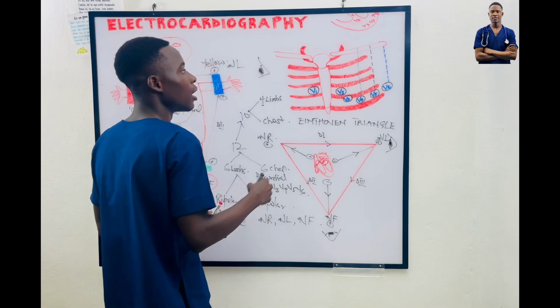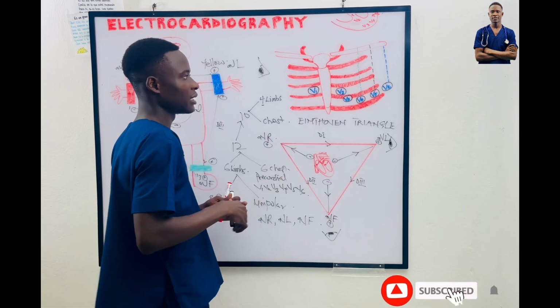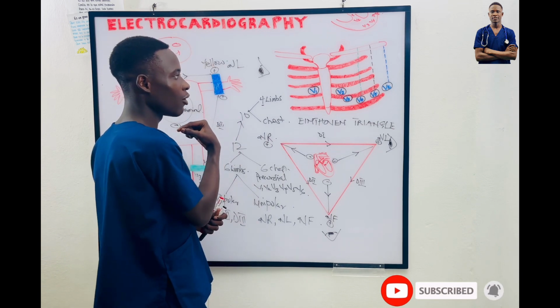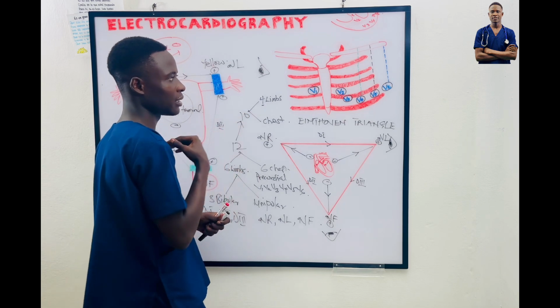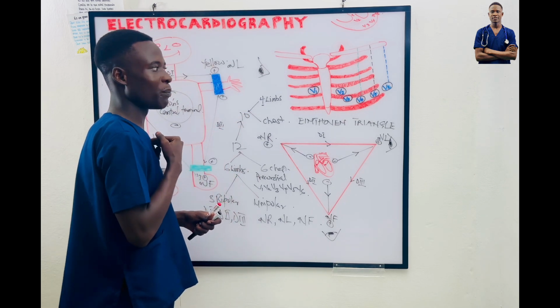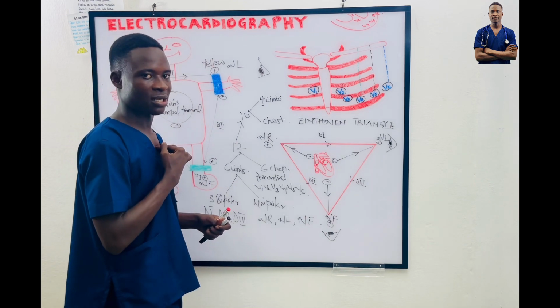Now, if you take the manubrium and the body, there's a certain angle over here, which is what? The angle of Lewis. This angle of Lewis is easy to palpate. So we always make reference to that angle.